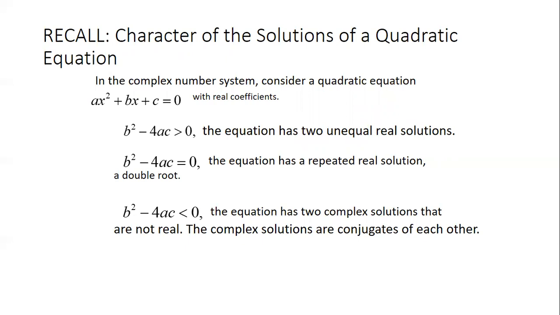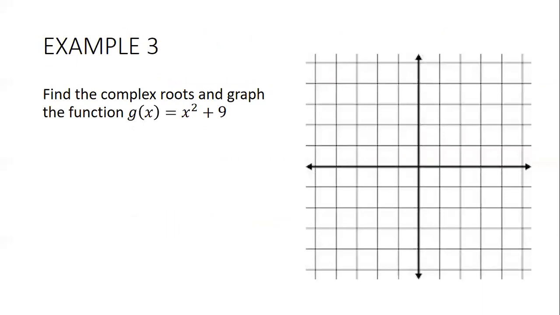Got it? And so just remembering from our previous notes that if b squared minus 4ac is positive, we're going to have unequal real solutions. If b squared minus 4ac equals 0, we're only going to have one real solution, just one. And then if b squared minus 4ac is less than 0, this is now where you're going to tell me the complex solution and its conjugate. Okay? All right, so let's do some examples.